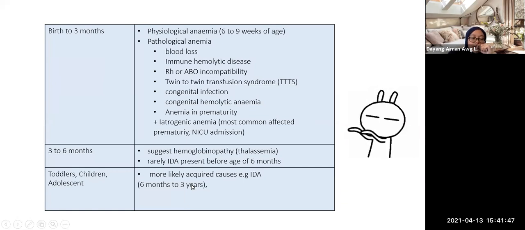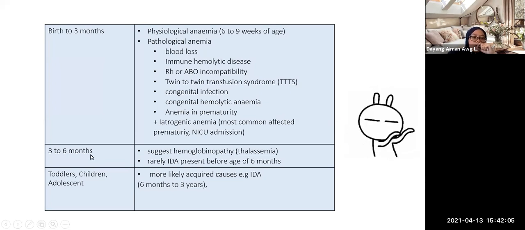Okay, the table here shows the causes of anemia in different ages. So for example, during birth, we can suspect the patient to be anemic because of physiological or pathological causes, or even iatrogenic. From 3 to 6 months, we can suspect the patient to have hemoglobinopathy, like thalassemia, whereas from 6 months and above, usually they become anemic because of iron deficiency anemia.